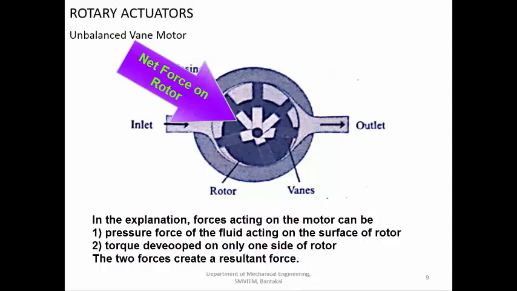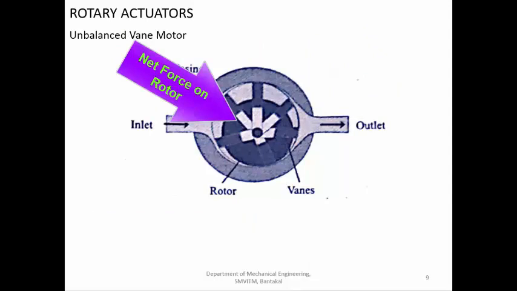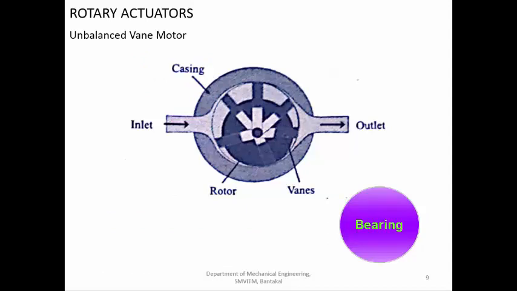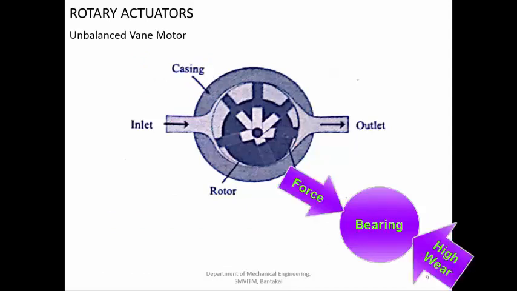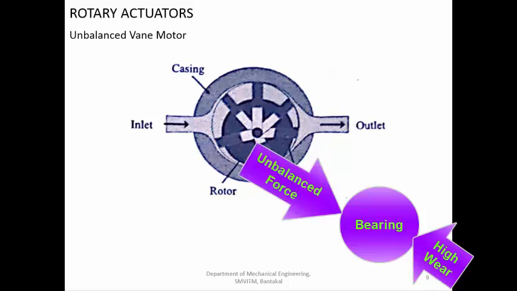It will act in this particular direction, which means whatever bearing is there, which is holding this particular rotor shaft, on this side it will be having a lot of wear and tear as compared to the other sides of the bearing. So because of which, over a period of time, the bearings are going to get quickly worn out and you have to replace the bearings. And gradually, as you are using the vane motor, you will be having an increased amount of vibrations because of the uneven wear of the bearings that is happening. So that is why it is called an unbalanced vane motor.